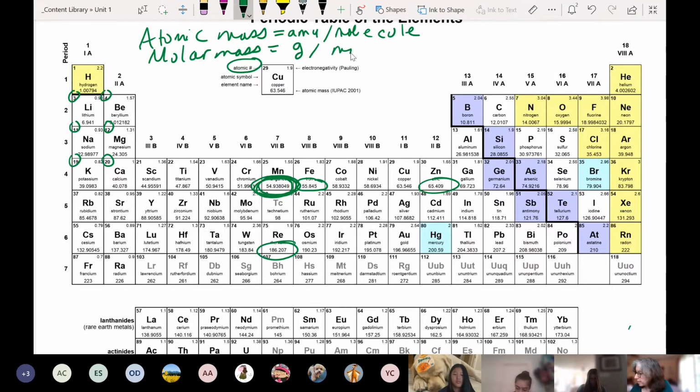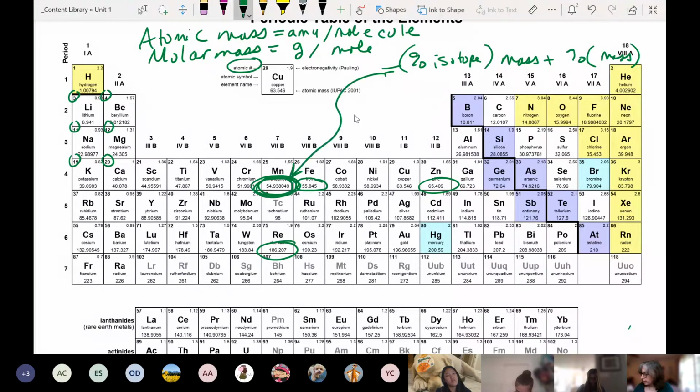Molar mass would be grams per mole. And the way we get these are those weighted average things where you do the percent of the isotope times the mass plus the percent times the mass. If you have more than 2 isotopes, you keep adding those. And when you add all those numbers together, that's where these numbers come from.